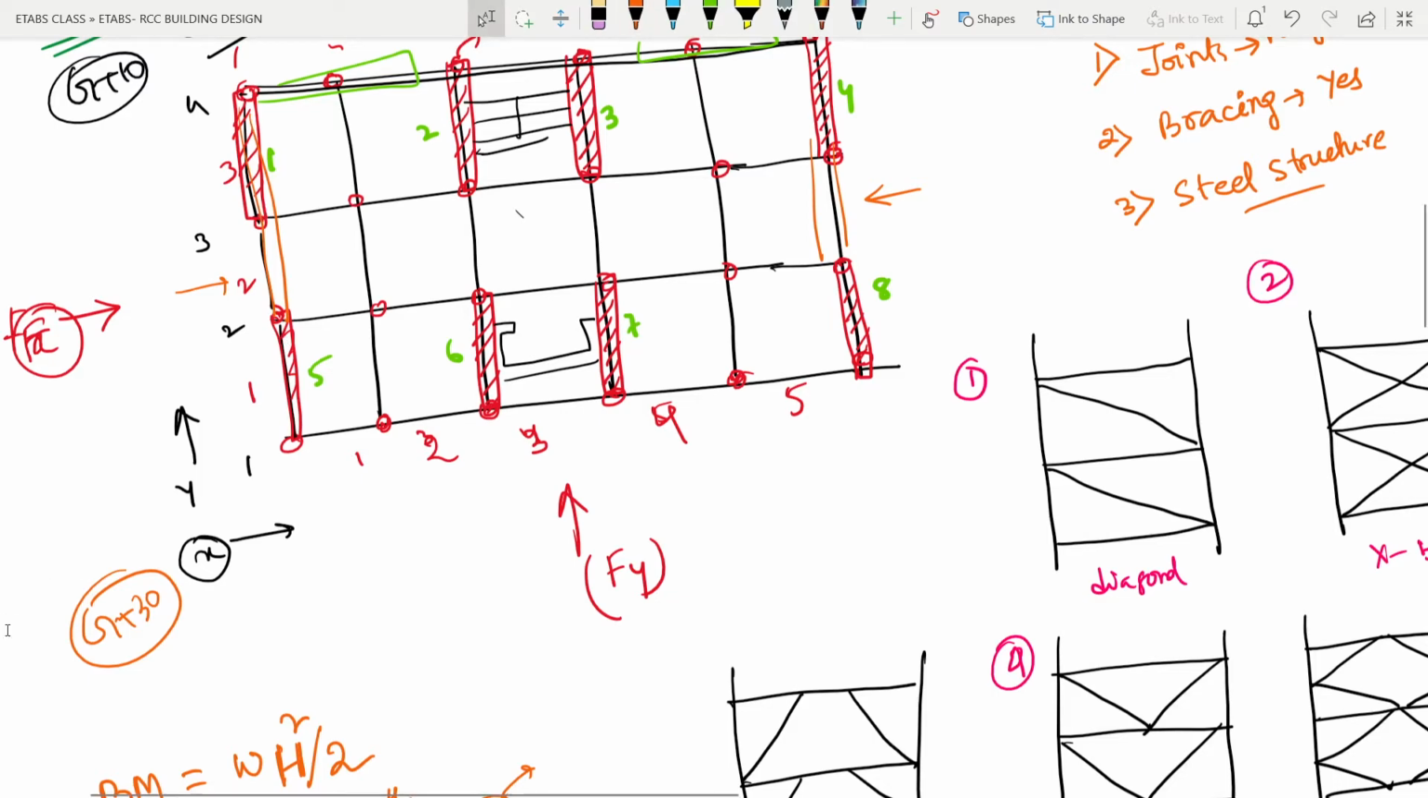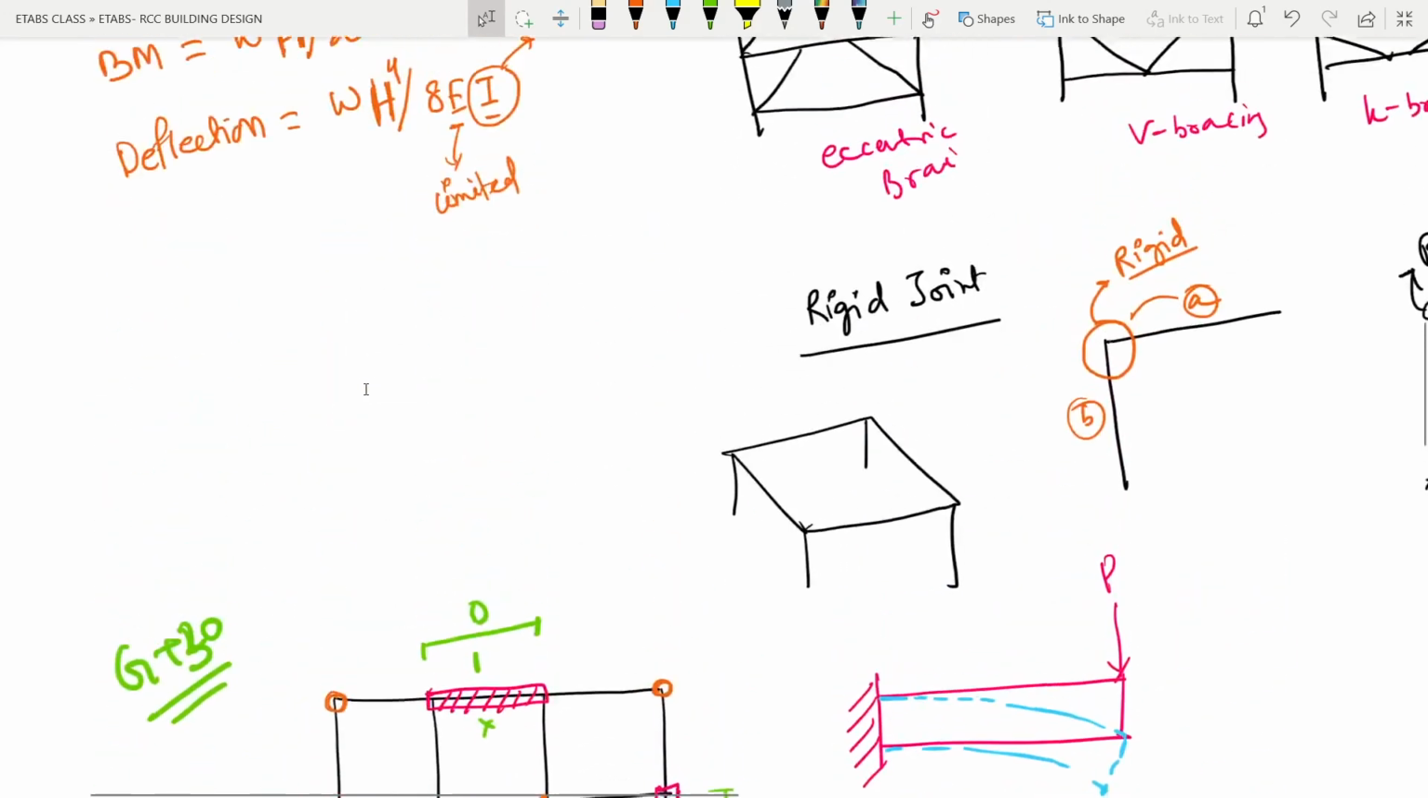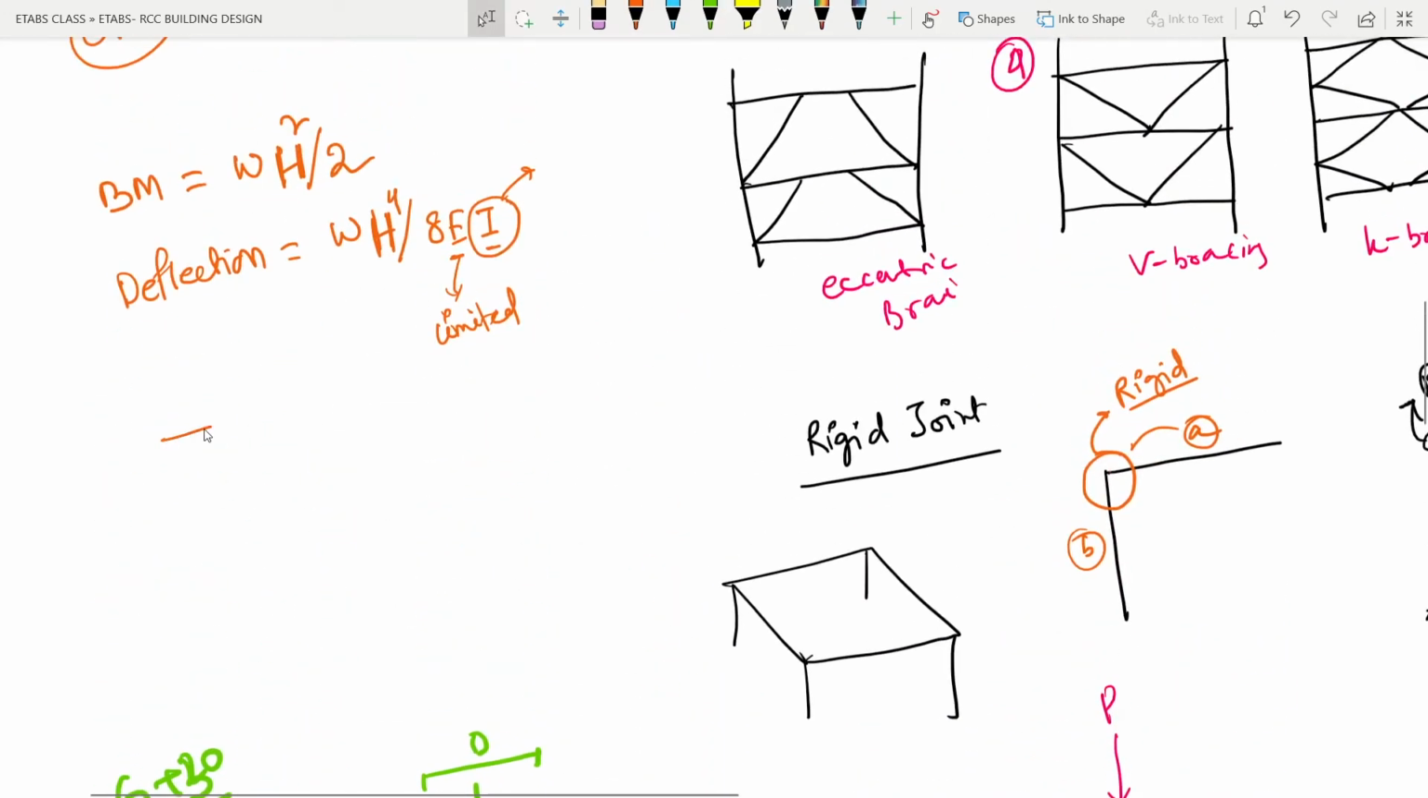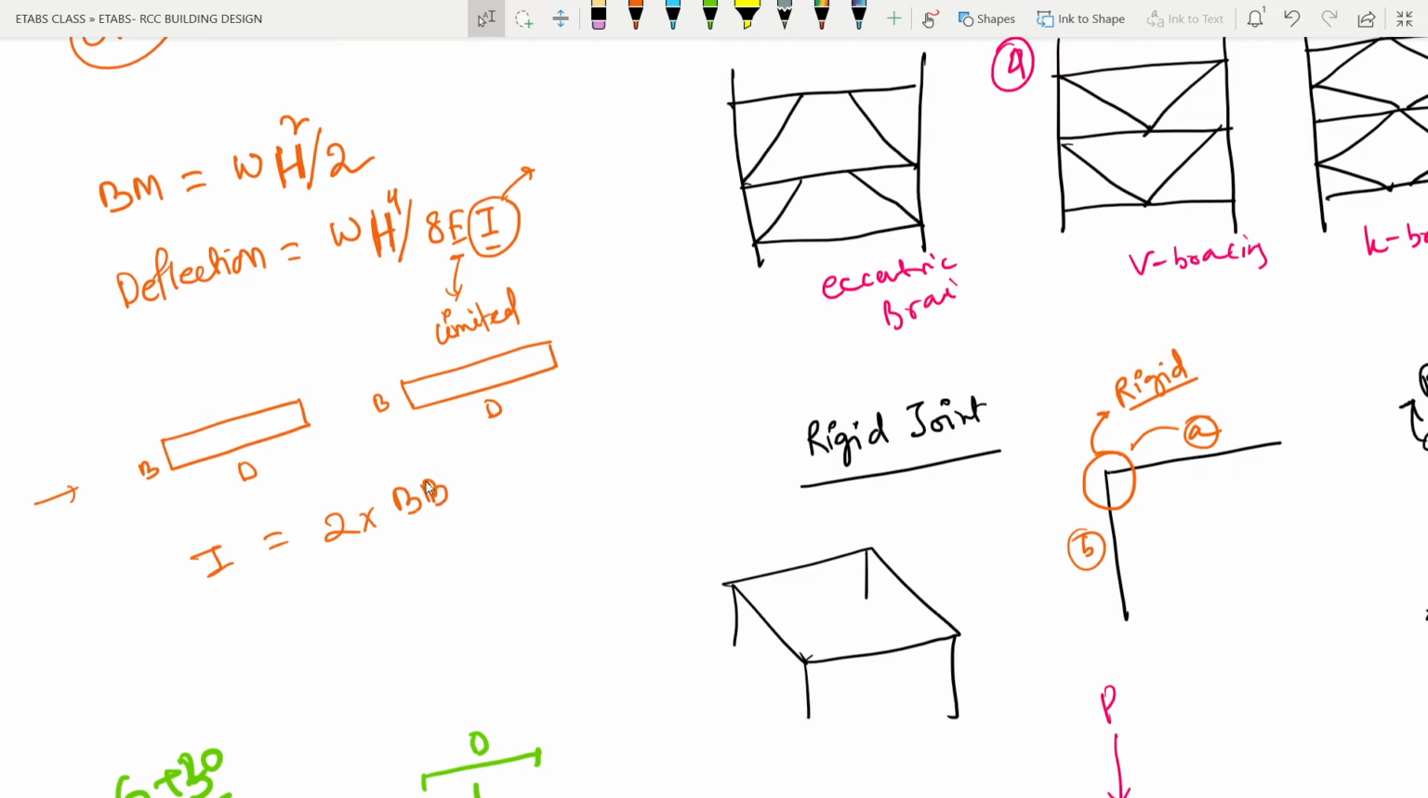So why do we need a wall as a whole? Suppose we have two shear walls of the same cross section, B by D, B by D, and I'm talking about the force from this direction. If I write the moment of inertia for these two, it will be 2 multiplied by BD cube by 12, so 2BD cube by 12.